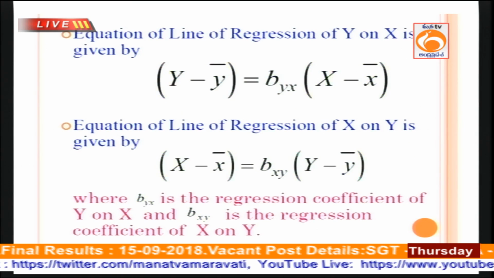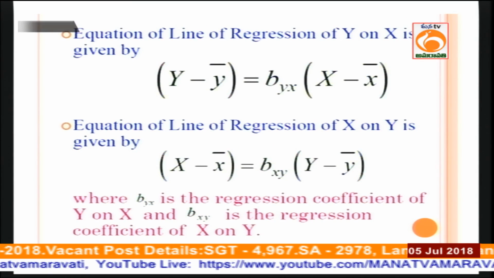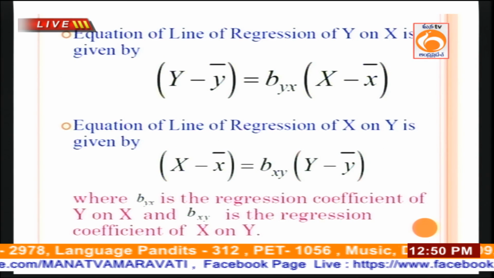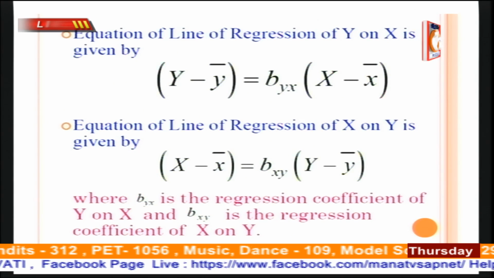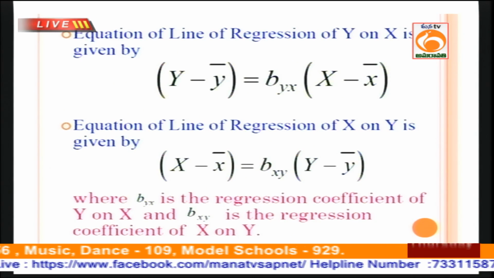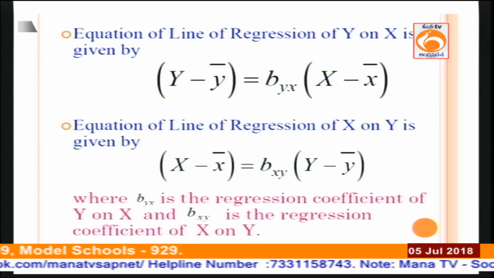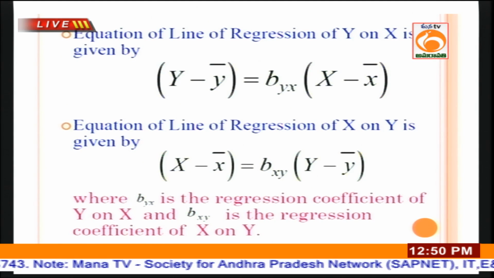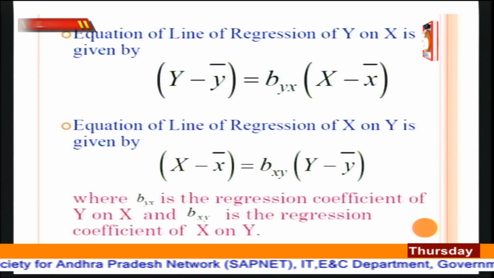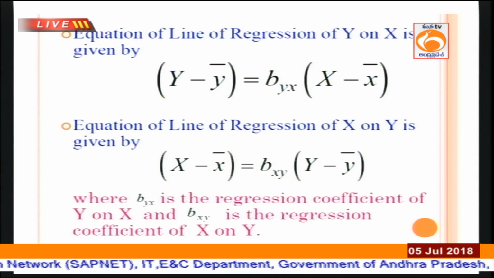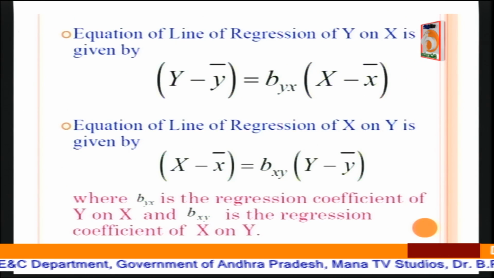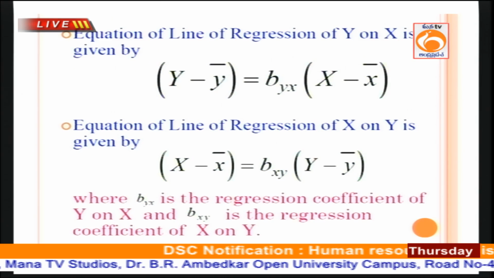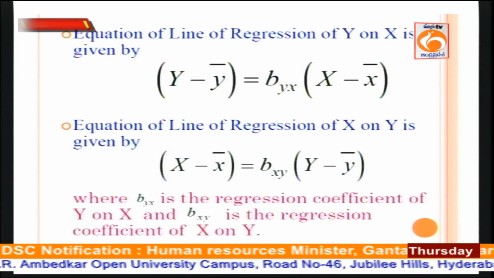So, the equation of the line of regression of x on y is given by, similarly, derived with the help of the principle of least squares: x minus x bar is equal to b x on y into y minus y bar. But this is not in slope-intercept form. Remember this point: in this case the slope is 1 by b x on y, not b x on y. Here b y on x is the regression coefficient of y on x, and b x on y is the regression coefficient of x on y.